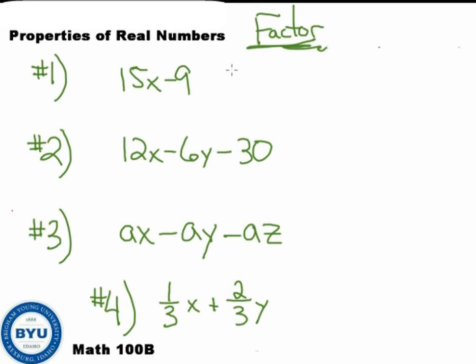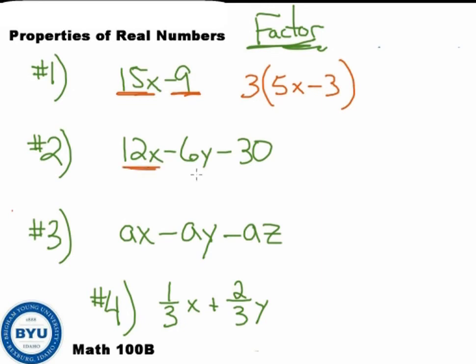Okay, here we go. We are going to pull out some values here. I look at this one and I say, I've got a 15 and a 9. What will go into both 15 and 9? Hopefully you found out that it was a 3. So we would take a 3 out and then divide that out of each one. 15 divided by 3 is 5x. And 9 divided by 3 is 3. And so that would be our answer there.